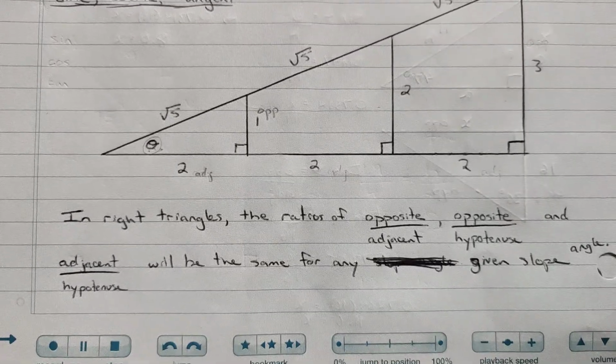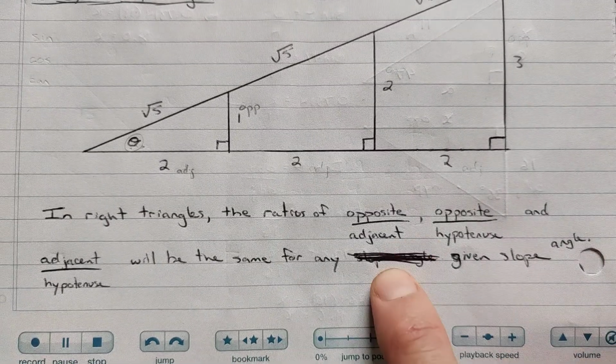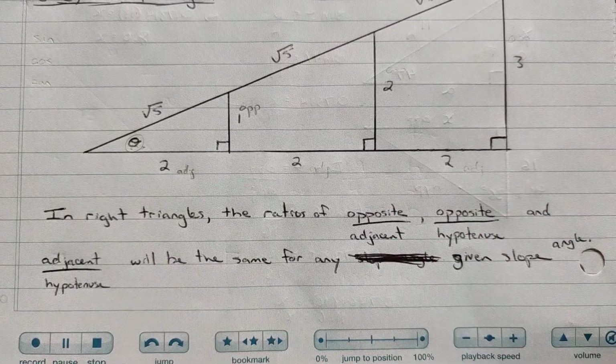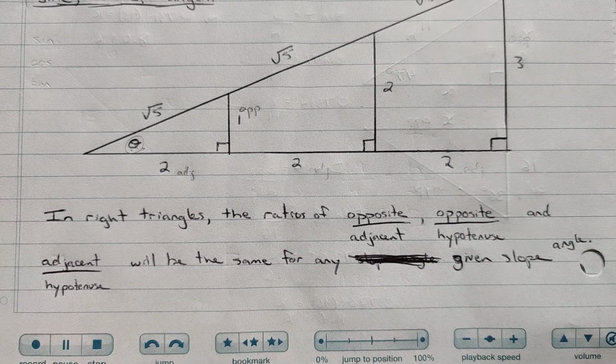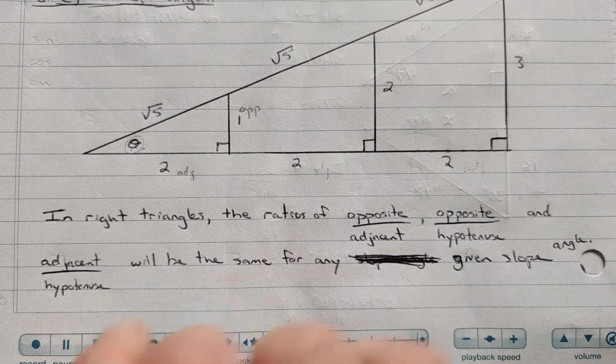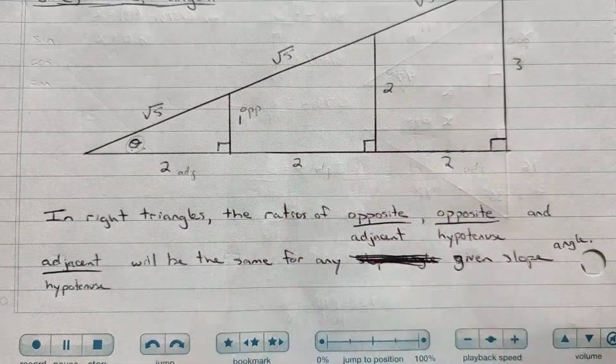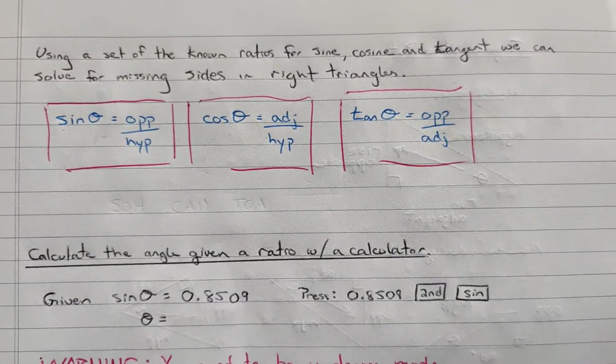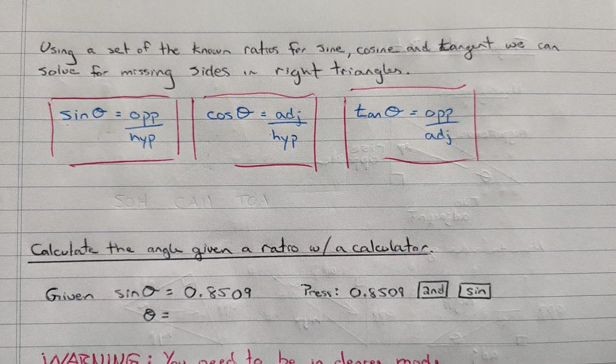So the ratios that we will be comparing are the opposite and adjacent, the opposite and hypotenuse, and the adjacent and hypotenuse. And they will, again, be the same for any given slope angle. So the angle of this slope here, they're going to be the same. So I flip that over. These here are the formulas. Sine is opposite over hypotenuse. Cosine is adjacent over hypotenuse. Tangent is opposite over adjacent.